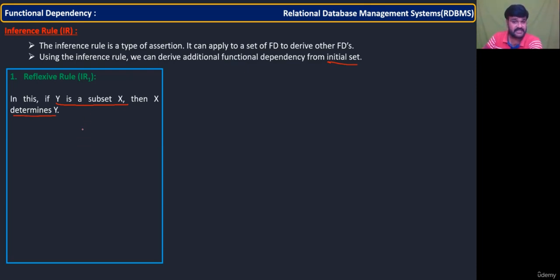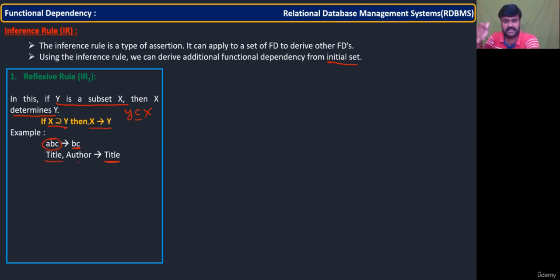This we already saw in trivial FDs. If Y is a subset of or equal to X, then X derives Y. If you take the example ABC, BC is completely a subset of the LHS part. Or here you can see title and author, title is a subset of the LHS part. So this is the simple meaning of reflexive: deriving itself. Reflexive, if you go to discrete math concepts, the same thing you can apply here.